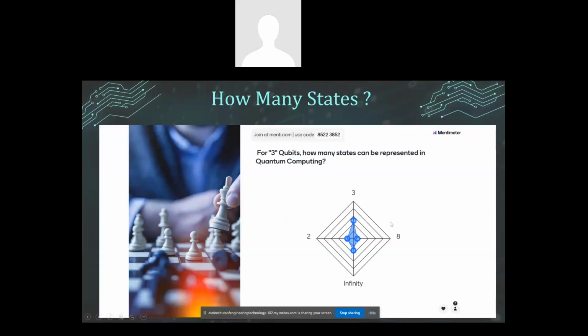I think only a few answered 8. Everybody else related it to three, but three is not the correct one. It's 8. We also cannot say it's infinity. Based on the number of qubits, it can go up to 2 power n different states, but it will exist in all the states simultaneously.